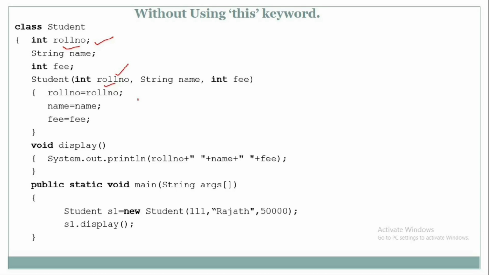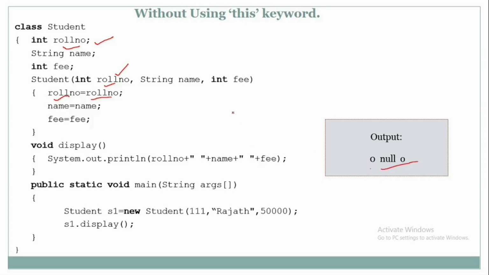Okay, now as you can see inside the constructor, we are just assigning the value of the roll number local variable to the same variable. As I already told, this local variable shadows this instance variable. So what would be the output now? Yes, the output would be 0, null and 0.